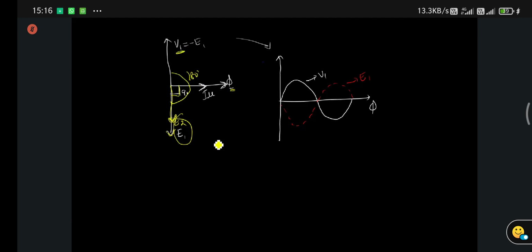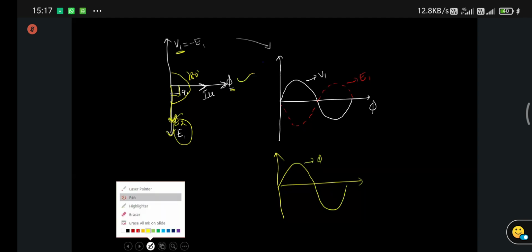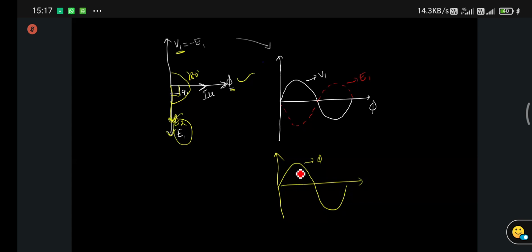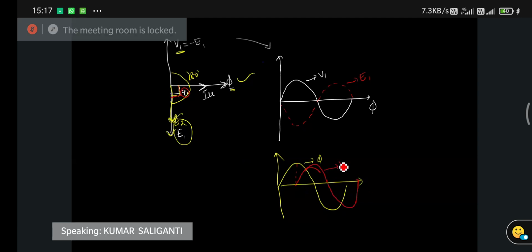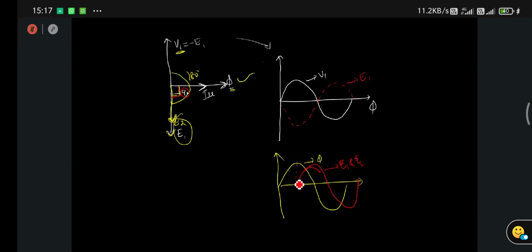But how do we get all these things? When you draw this, the first one is the flux waveform, and exactly 90 degrees later, this is E1 and E2. Both E1 and E2 are exactly 90 degrees behind, so both are lagging.